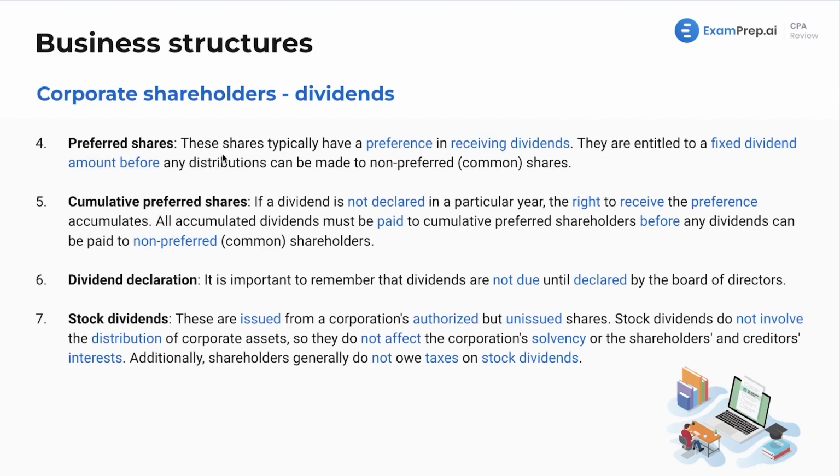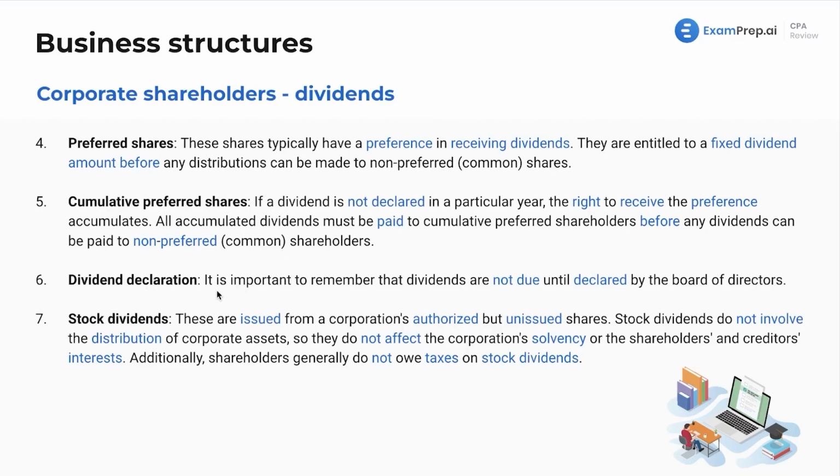First off, preferred shares. These shares typically have a preference in receiving dividends. So think about kind of the example I gave with the Warren Buffett example, or you could think about it as well: someone could just buy preferred shares instead of common shares. They're entitled to a fixed dividend amount before any distributions can be made to non-preferred, also known as common shares. Cumulative for preferred shares: if a dividend is not declared in a particular year, again, as I was mentioning, the right to receive the preference accumulates. Now, all accumulated dividends must be paid to cumulative preferred shareholders before any dividends can be paid to common shareholders.